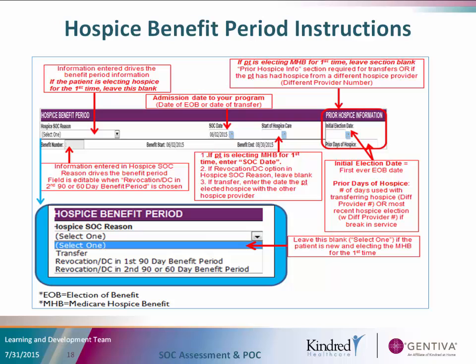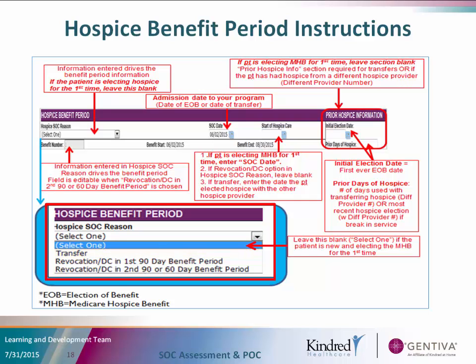Let's look at this section one step at a time. We will start with the hospice SOC reason shown in the drop-down below in the blue window. If the patient has never received hospice before, he or she would be in the first benefit period. In the hospice SOC reason, you would leave the default to select one. In other words, ignore any of the choices as they would be incorrect. If the patient is transferring to our service from another hospice and there has been no break in service, we would choose transfer from another hospice agency.